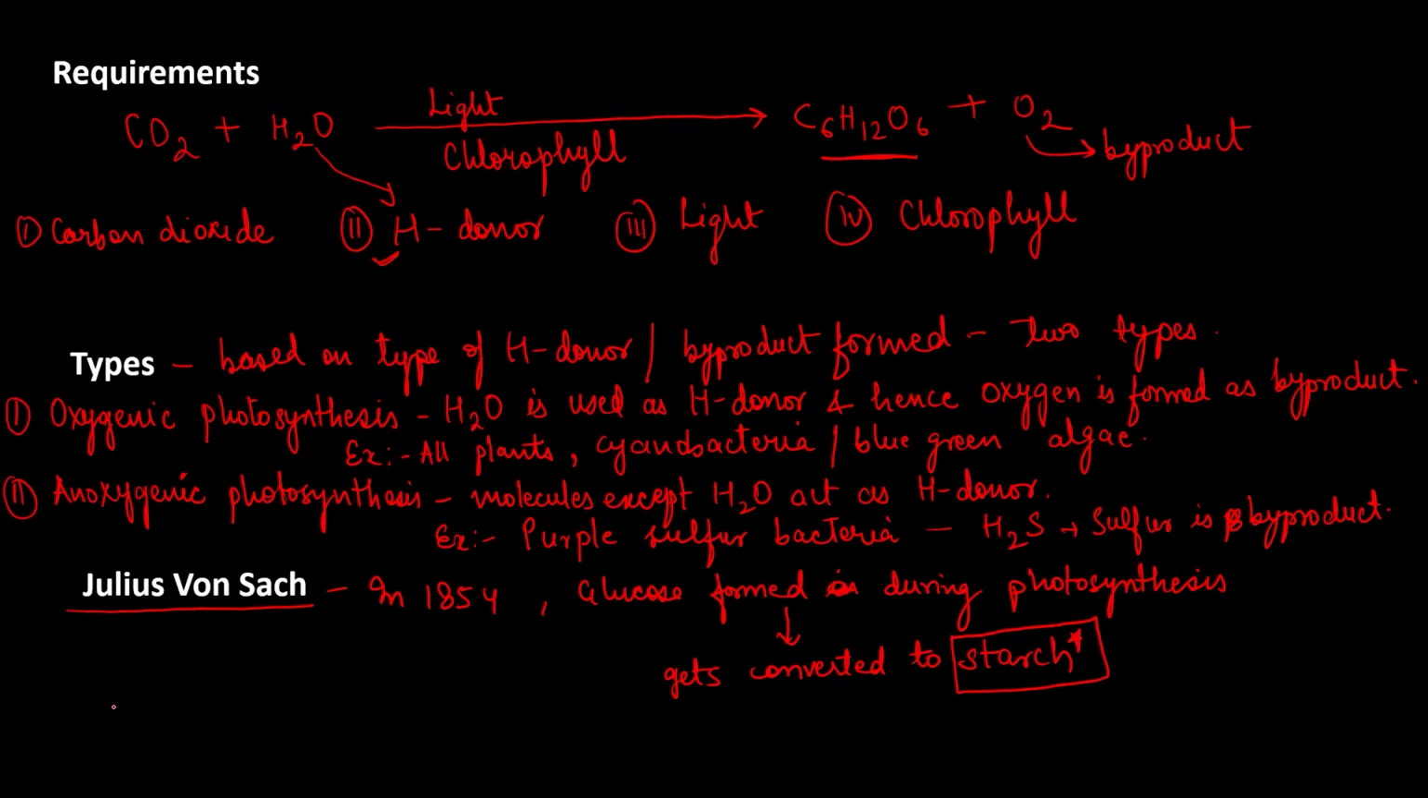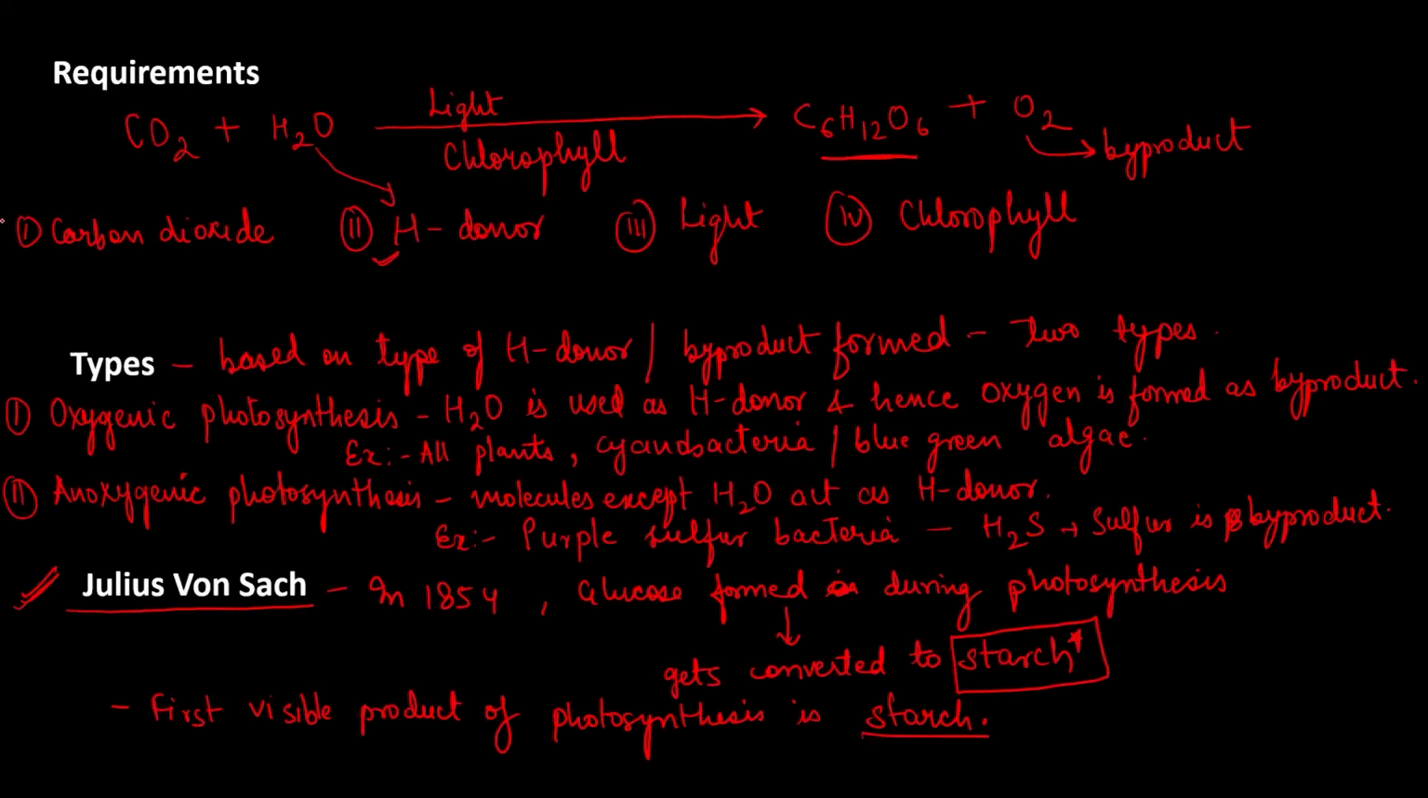And he also told that the first visible product of photosynthesis is starch. So if you look into the leaves, the first visible product, although glucose is formed, is not visible because it immediately gets converted into starch. And hence, the first visible product is starch. And this is proved by Julius von Sachs in 1854.